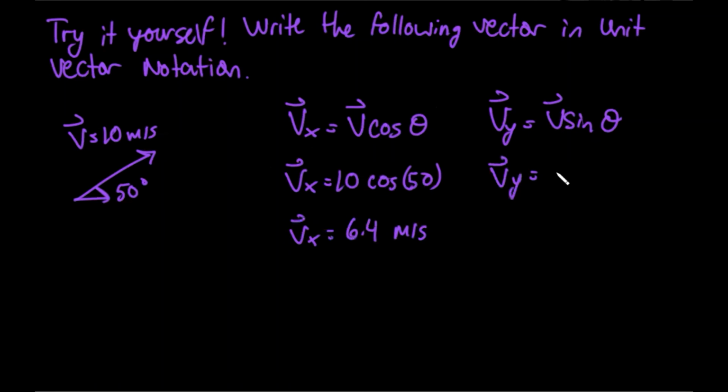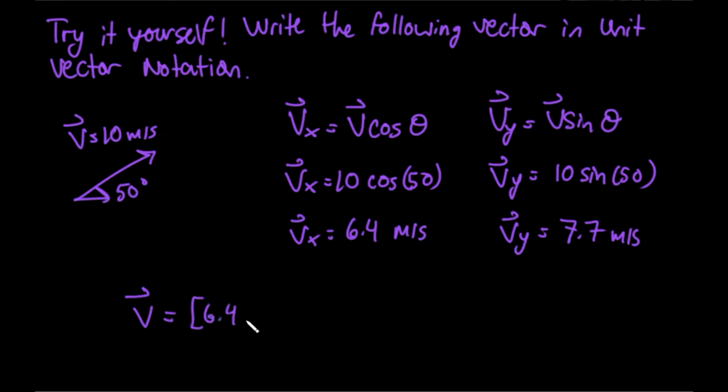Then we calculate our Vy. So 10 sine of 50. And when you calculate that one, you should get positive 7.7 meters per second. Finally, the last step is to write it in unit vector notation. So our vector is equal to 6.4 I plus 7.7 J meters per second.